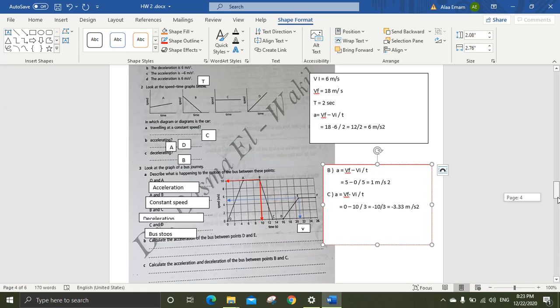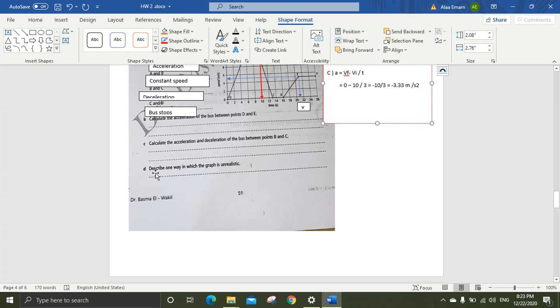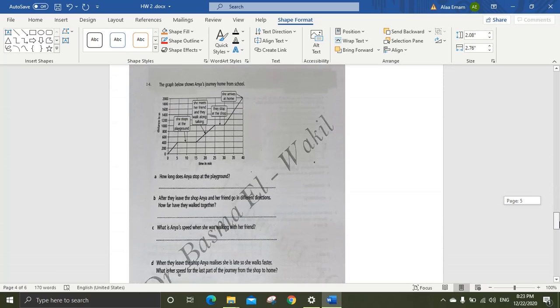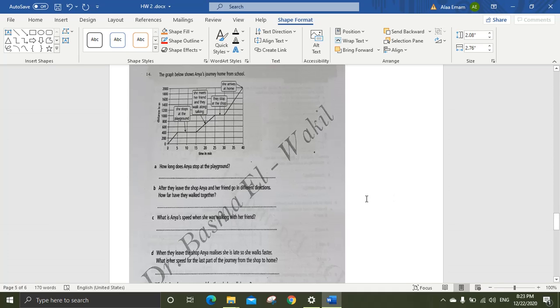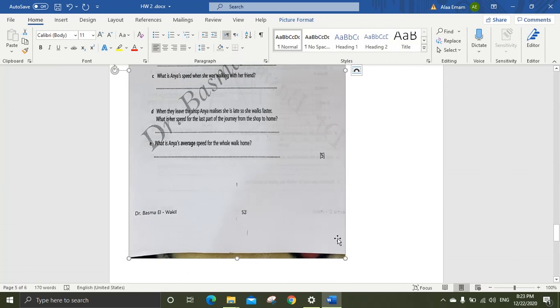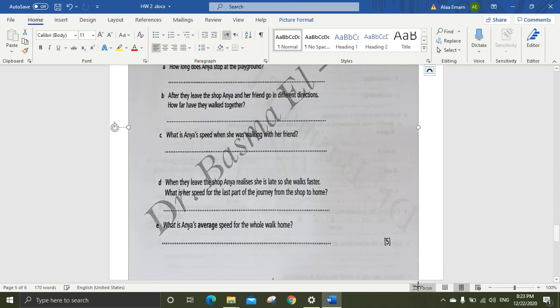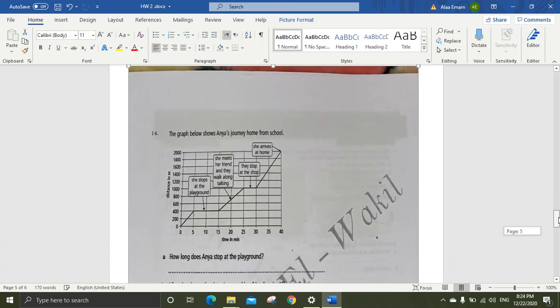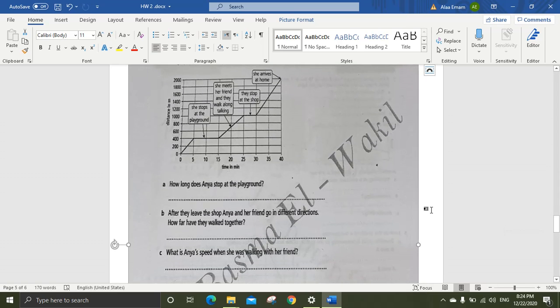All right, for the last question, as I have told you already, cancel question D. Here, for this question, the graph below shows Anya's journey home from school. This graph shows some sections. How long does Anya stop at the playground? Let me just make the photo a little bit bigger.